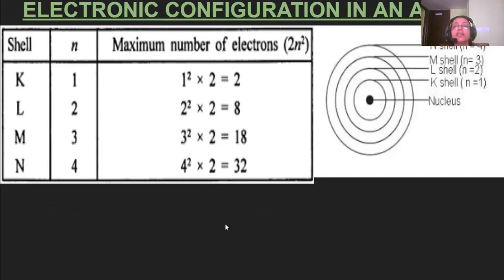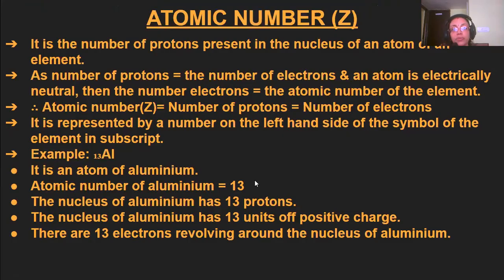Next is the electronic configuration in an atom: K, L, M, N. See, n becomes 1, 2, 3, 4. So K is 1 square into 2, that is 2. L is 2 square into 2, that's 8. M is 3 square into 2, that's 18. N is 4 square into 2, that becomes 32.